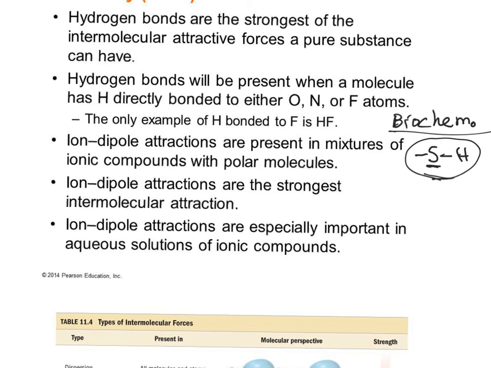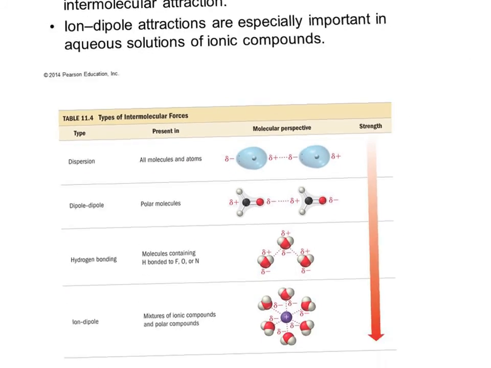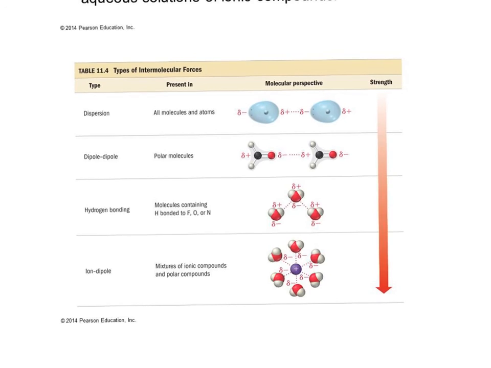And then I talked about ion dipoles. So you can take a look at those in this little table here. Kind of summarizes it nice, and it shows you the hierarchy. You have dispersion forces, dipole-dipole, hydrogen bonding, and ion dipole. And the strength increases as you look down, okay? That's the end of this part.